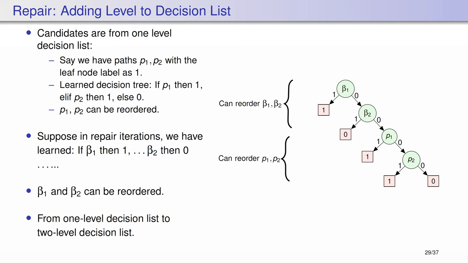And why does that matter? Well, we know theoretically that a two-level decision list can succinctly represent a larger class of functions than a one-level decision list could. So something interesting here is that we could start with machine learning to learn simpler functions, which is the one-level decision list, and then rely on symbolic reasoning to take these simple functions and build more complex functions.